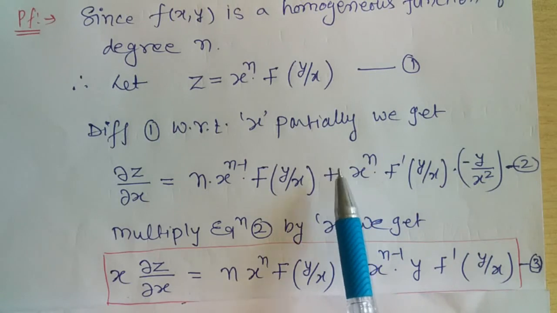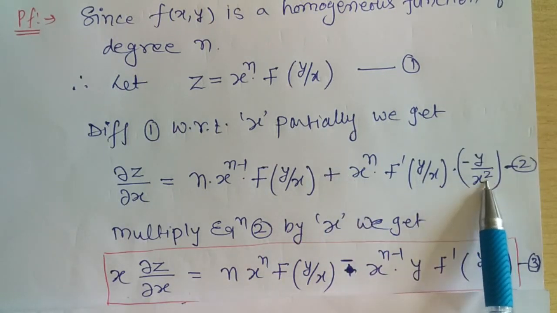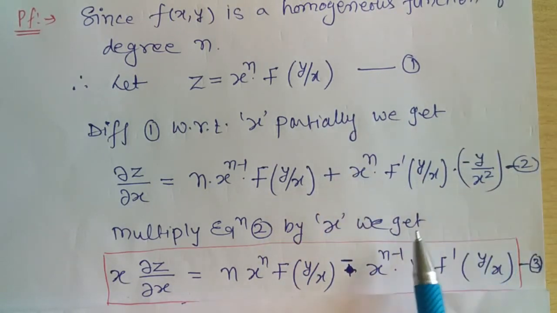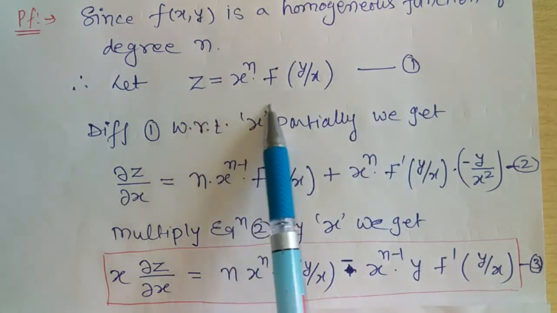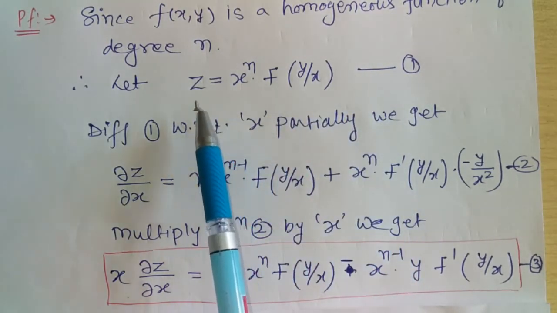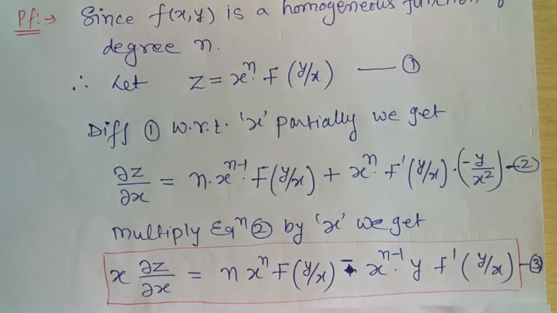When we multiply by x, we have 1 upon x, then x power n upon x gives x power n minus 1 multiplied by y multiplied by f dash of y by x. So this is the value of x del z by del x. Now we differentiate equation first with respect to y partially to get del z by del y.